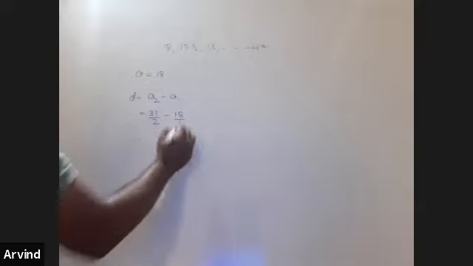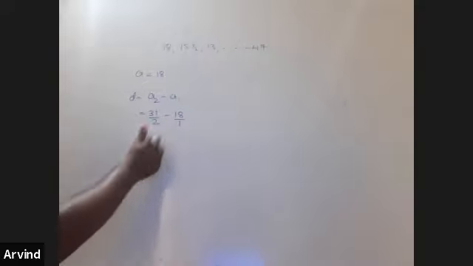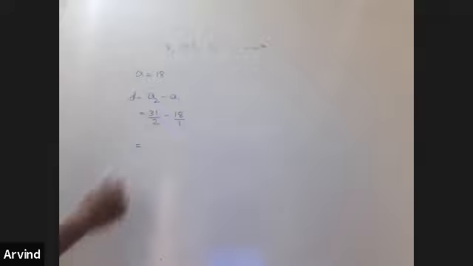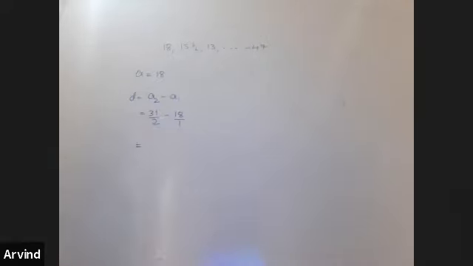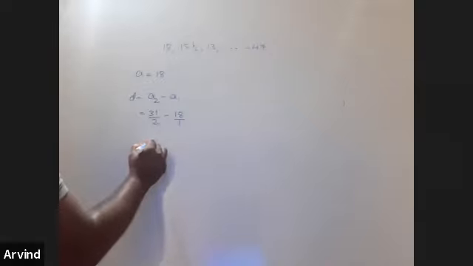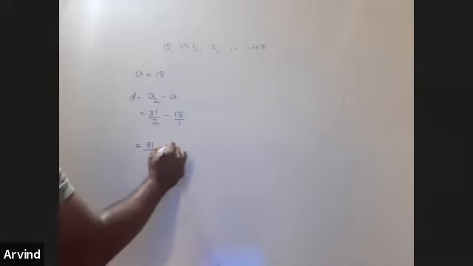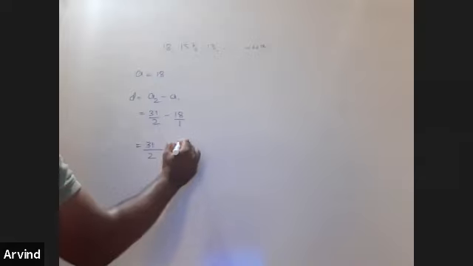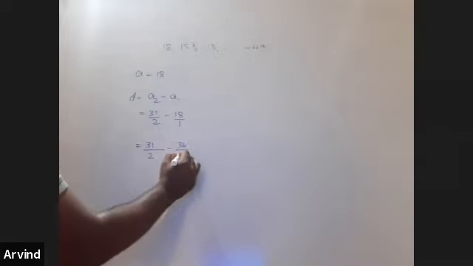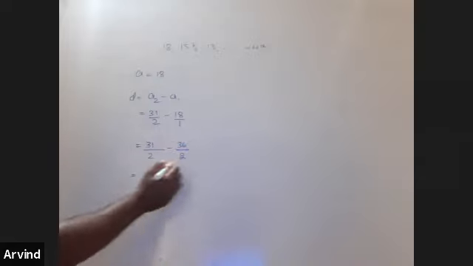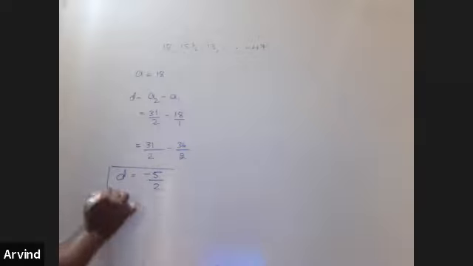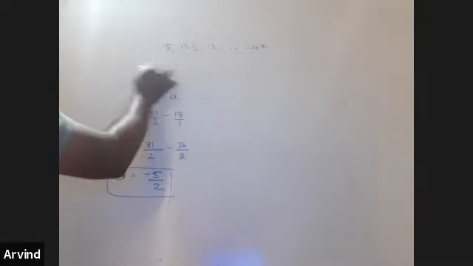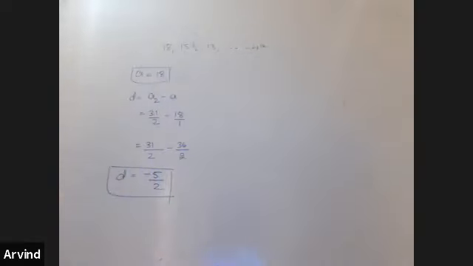This 18 can be written as 18 by 1. Take the LCM. The LCM of 2 and 1 is 2. So to make it 2, I have to multiply it by 2. If I multiply it by 2, what do I get? 31 by 2 minus 18 2s are 36 minus 1 2s are 2. Now the denominators are same, you can subtract it. 31 minus 36 is minus 5 divided by 2. That should be the value of your D. This is your value of A. Is it clear?